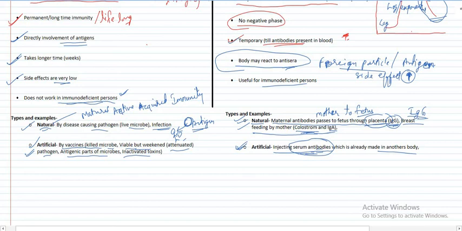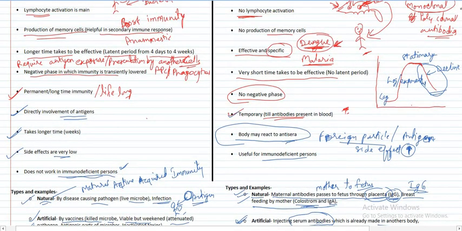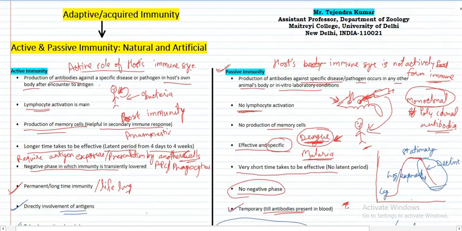Okay, so I hope you understand all these concepts of artificial and natural active immunity and artificial and natural passive immunity. If you have any doubt, then please let me know. I will try to resolve your queries.